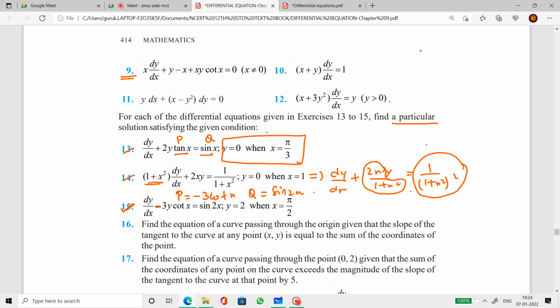Okay, so this is how we do the first type in differential equations. Hope you understood. Thank you.